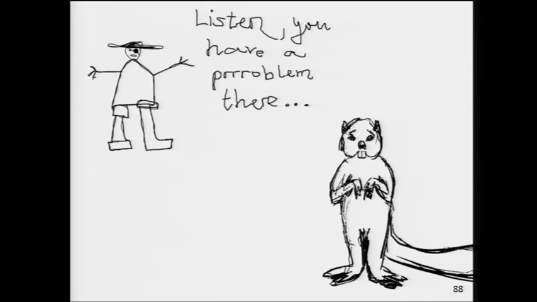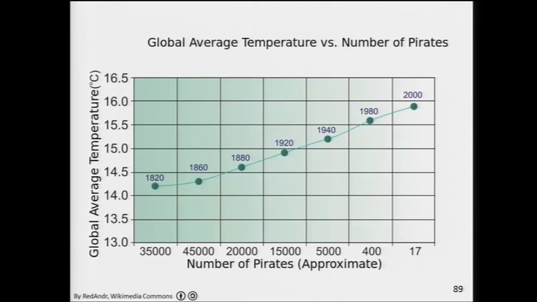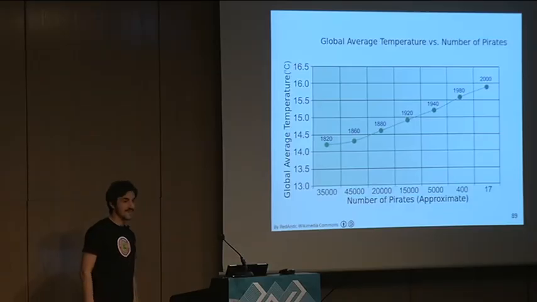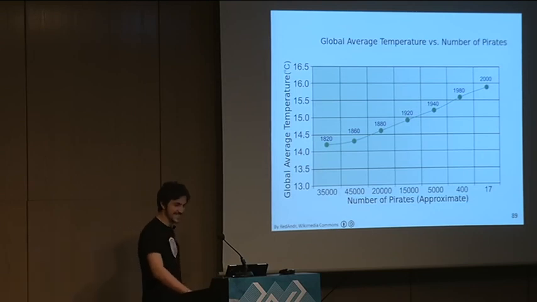By the way, another example of why pirates can do good. Maybe someone is familiar with this graph. As in the previous talk, we have here the approximate number of pirates decreasing, 35,000 in 1820, and only 17 real pirates left in 2000. And with this, the global temperature increased by almost 2 degrees. So, yeah, correlation is not causation. This is the message behind it, just to show that pirates can do some good.